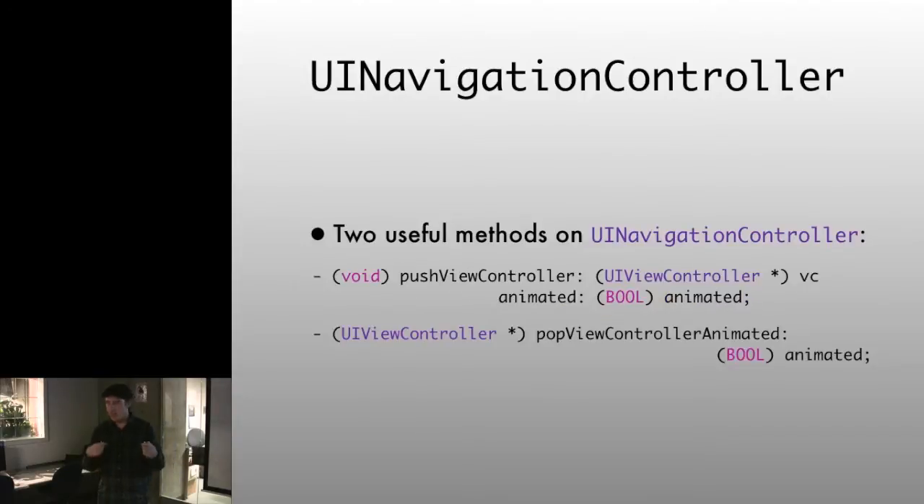So the two key methods on navigation controller that you need are push view controller, where you supply a view controller and indicate whether or not you want that push to be animated, and pop view controller, which will return the view controller that got popped, in case we want to hold on to it and maybe query it for something. Does that make sense? It should be pretty clear, right?